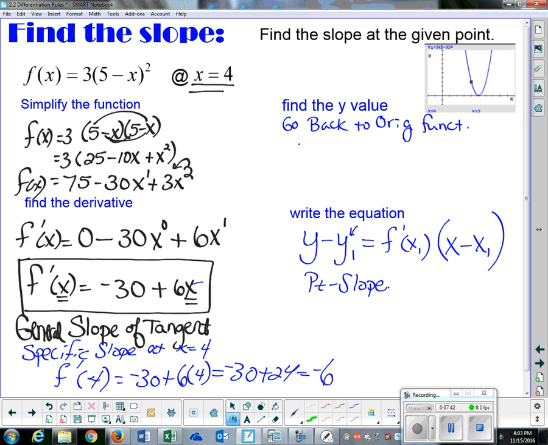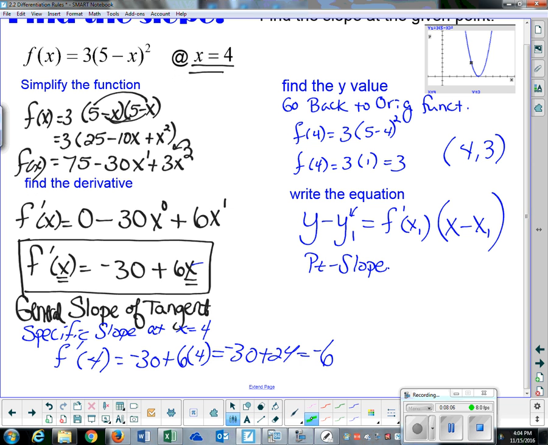And our original function was f of x. So we're going to make this f of 4 equals 3 times 5 minus 4, quantity squared. F of 4 is equal to 3 times 1, which gives us 3. I now know my ordered pair. It's 4, 3. And I join together these two important pieces of information. I'm going to join together the ordered pair along with the slope that was at 4.